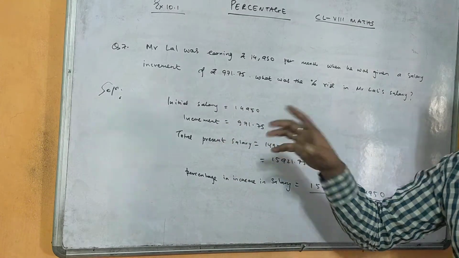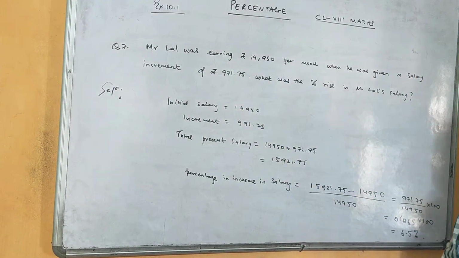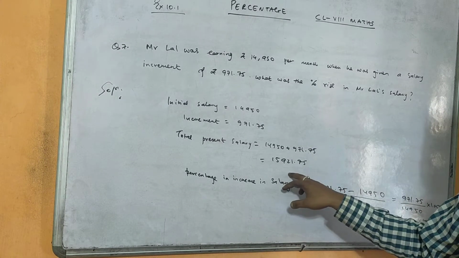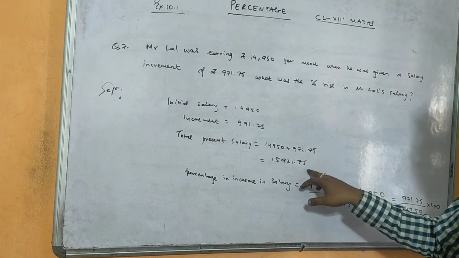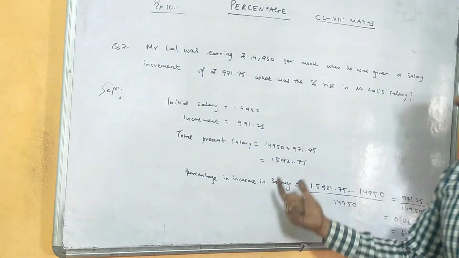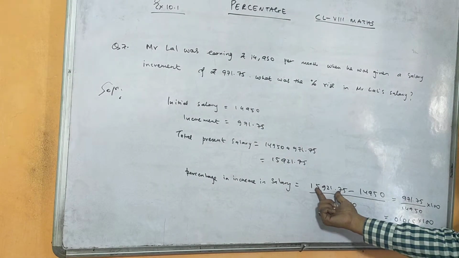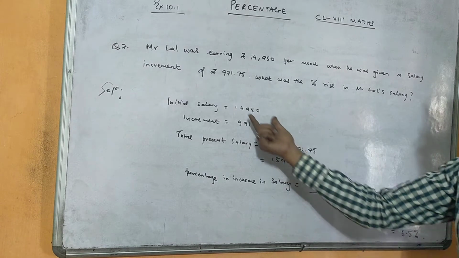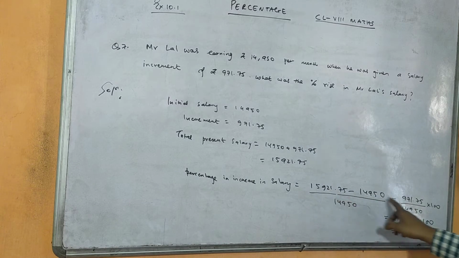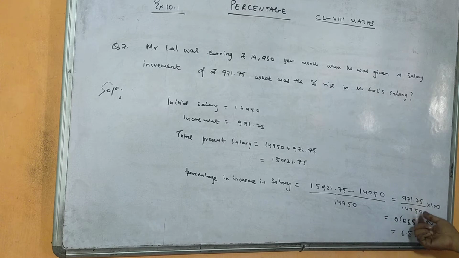So the initial salary was this much, that is 14,950. This is the increment. Now what will be the total salary then? Initial plus increment, right? When you add, you will get 15,921.75, that is 15,921 rupees 75 paisa. So this is the present salary. Now what is the percentage increase? New salary minus old salary, divided by the initial salary, that means the old salary without increment. So when you subtract, we will get 971.75 divided by 14950.